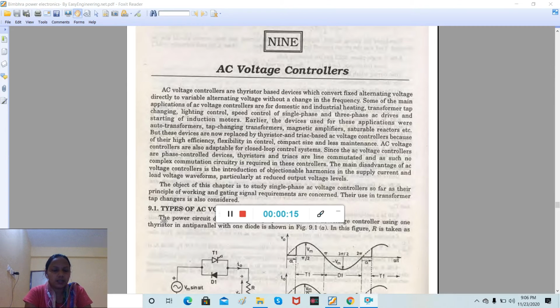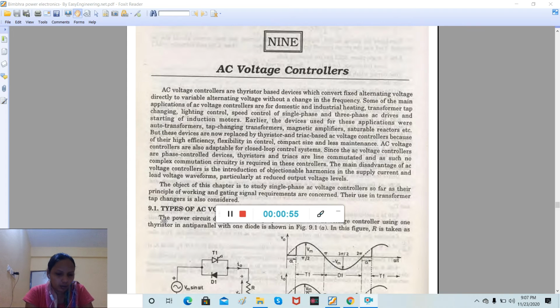So today's topic is the AC voltage controller, also known as the AC voltage regulator. We will start this topic from the introduction part. AC voltage controllers are semiconductor based circuits which convert a fixed alternating voltage directly to a variable alternating voltage without changing the frequency. Some of its main applications are domestic and industrial heating, transformer tap changing, lighting control, speed control of single phase and three phase AC drives, and starting of induction motors.